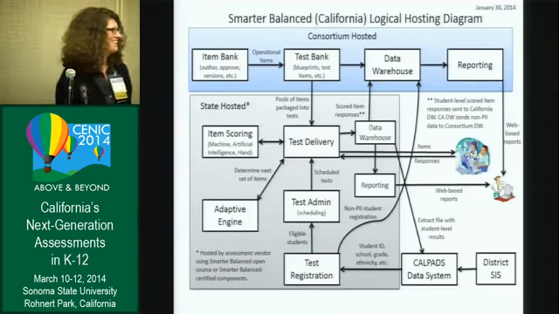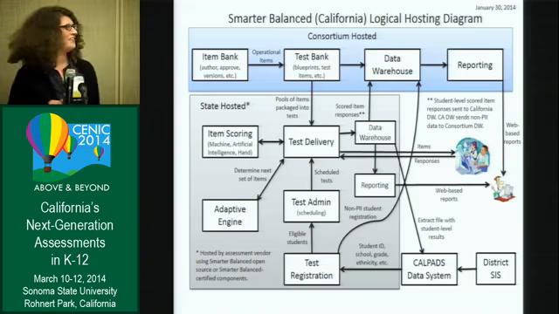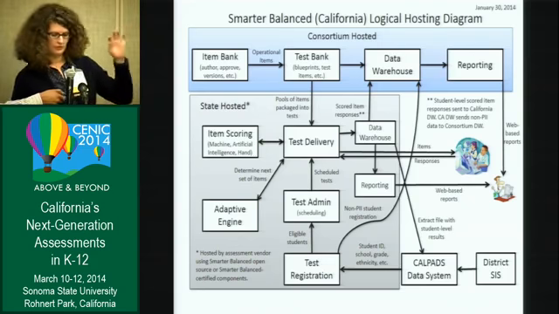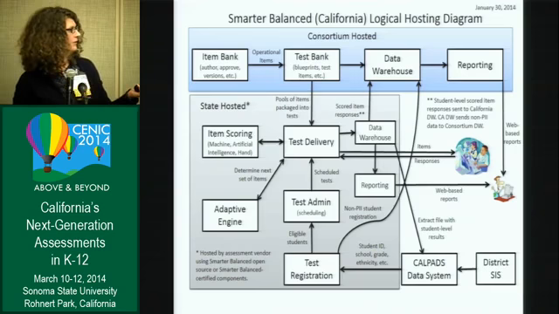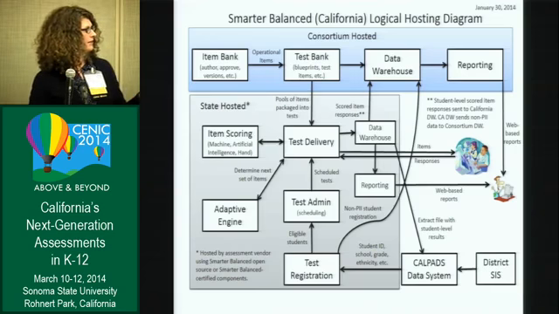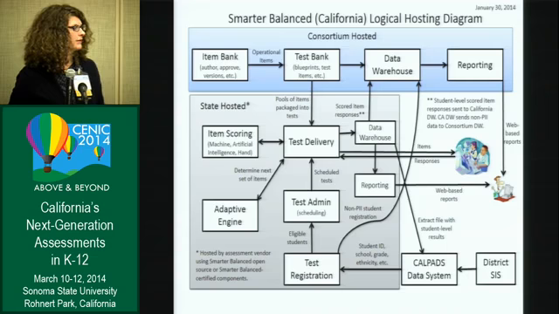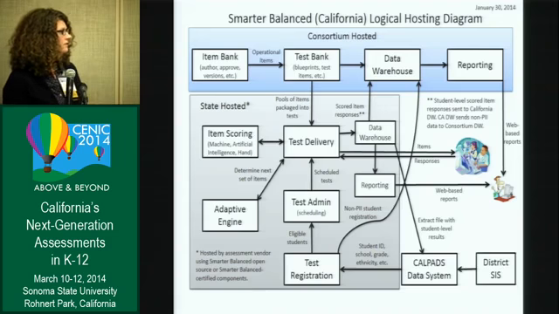This is my technical diagram that I did not create. If we look at the top piece, which is colored in blue, this blue area at the top has four boxes: Item Bank, Test Bank, Data Warehouse, and Reporting. Those are all hosted by the Smarter Balanced Consortium. They have contractors that have put the majority of this together, but that is what is being hosted at the consortium.